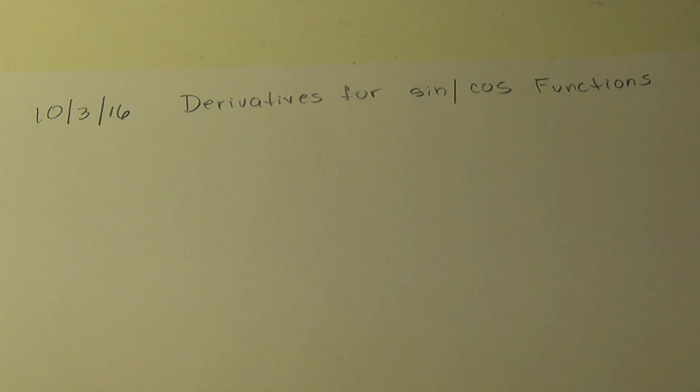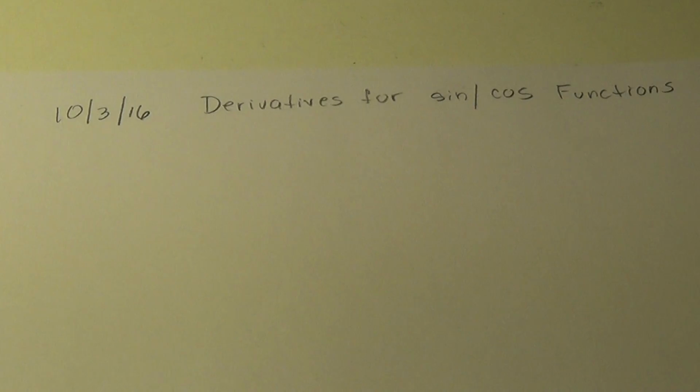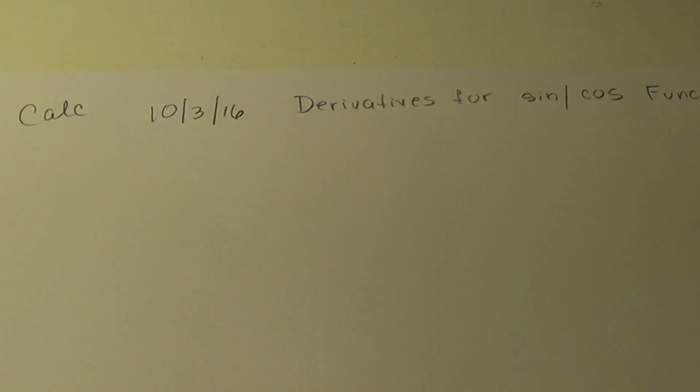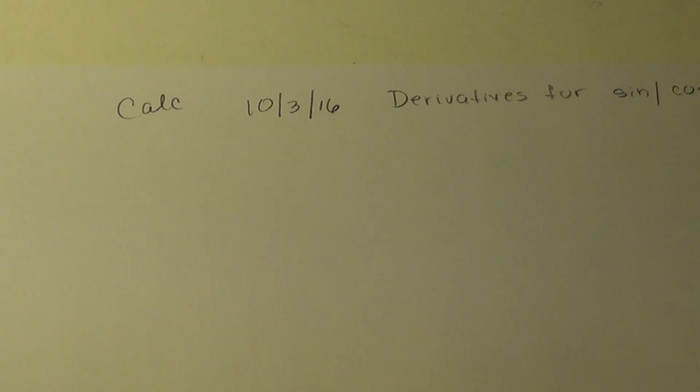Hello, Calc. We're watching this on Monday, so that's the 3rd. It's October already, October 3rd, and our topic is derivatives for sine and cosine functions. Alright, let us figure out how this works.